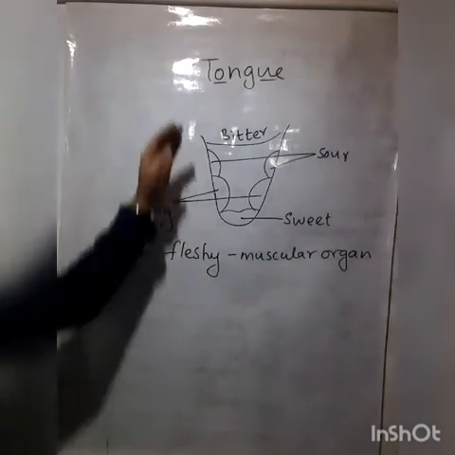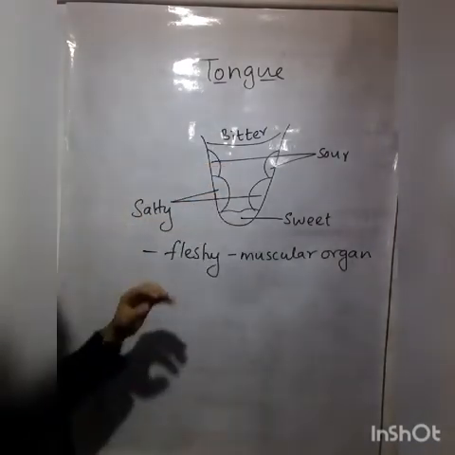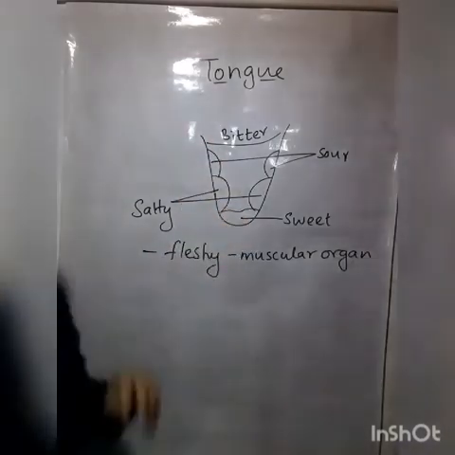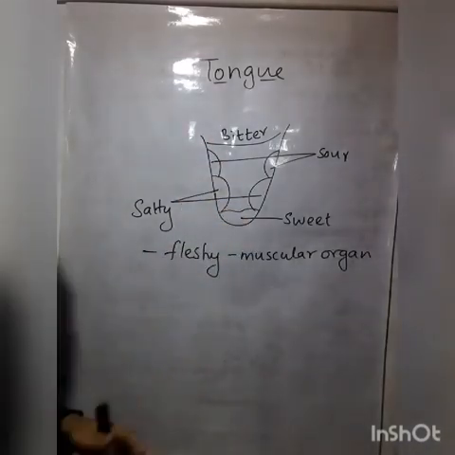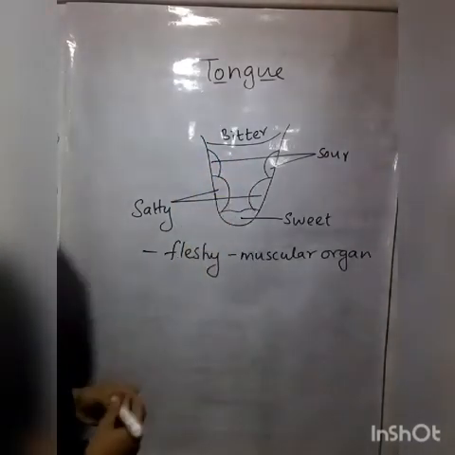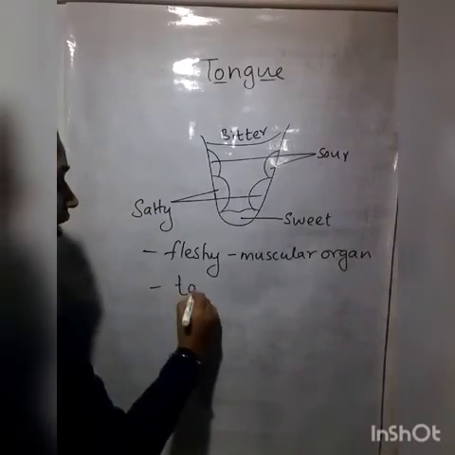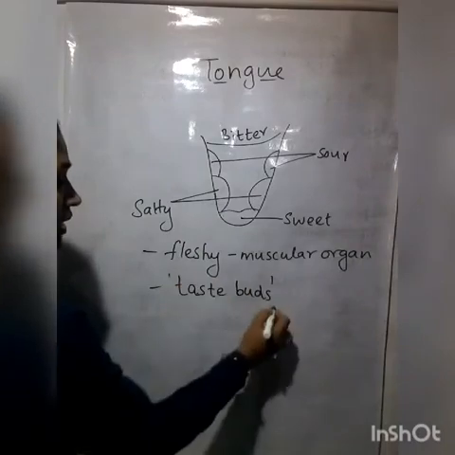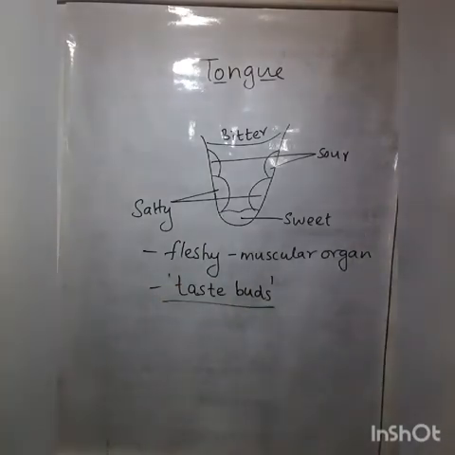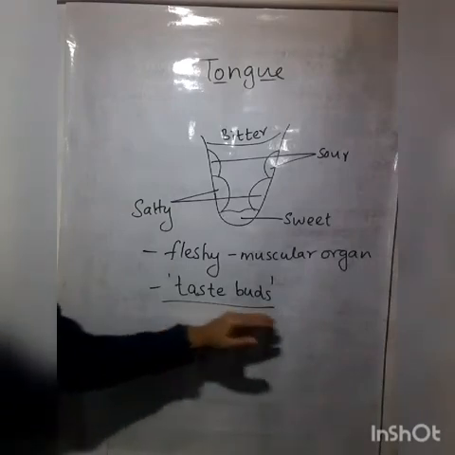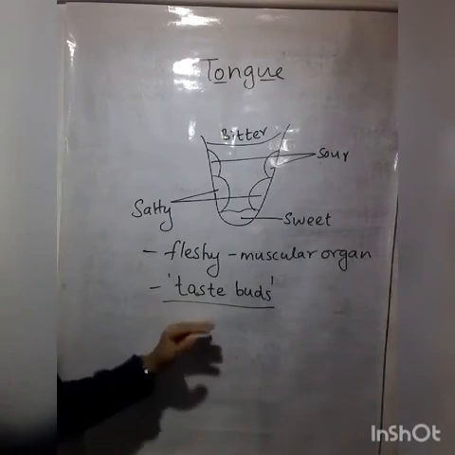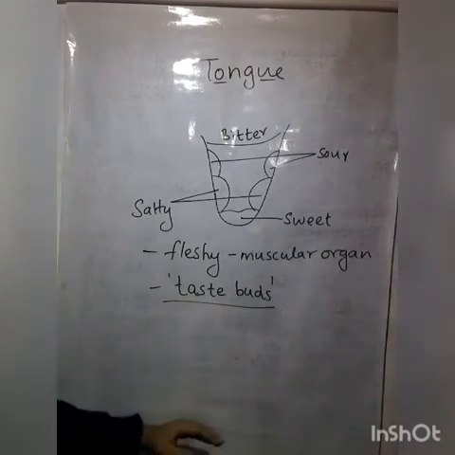So you just listen. Our tongue is divided into 4 regions. Or we can say that there are some taste buds present in our tongue. What is it? Taste buds. These taste buds help us to know different tastes. Understood? Some taste buds are present in the tongue. These taste buds help us to know different tastes.